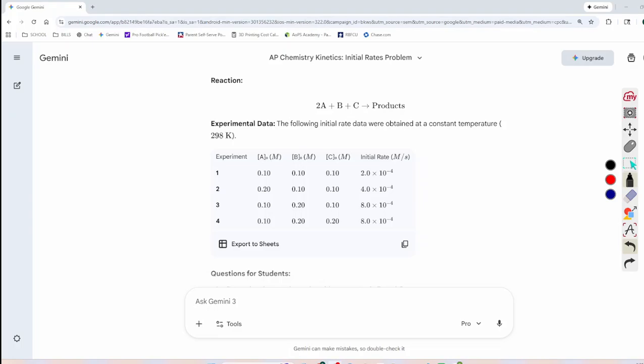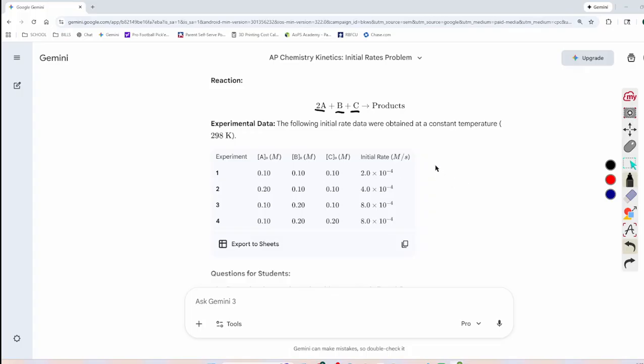Okay, this is how the problem works. I know it looks like a lot, but it's actually pretty simple. So these are supposed to be chemicals, and they're going to come in some certain concentration. And then here is the rate of the reaction at different concentrations.